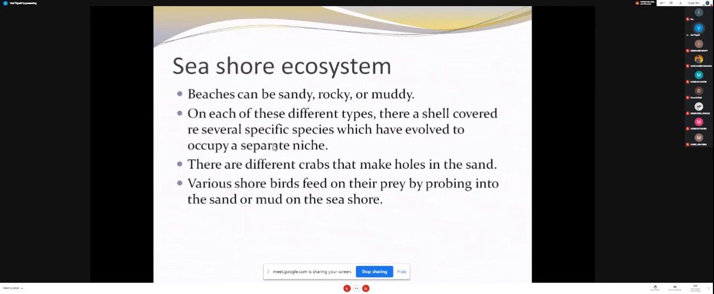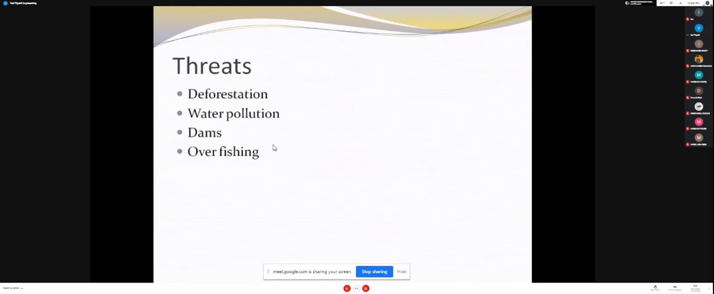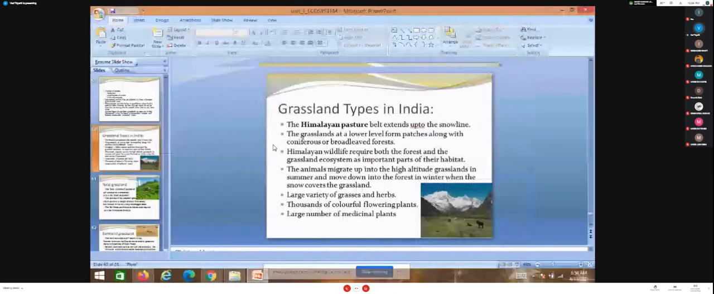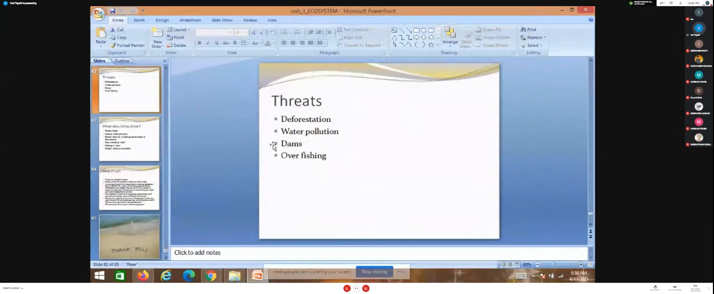There are different types of crabs found in these seashore ecosystems. They make holes in the sand, and various birds are also dependent upon these seashores. They prey on smaller animals and crabs for their food requirements. Even these seashore ecosystems are under threat. So let's see how they are under threat.